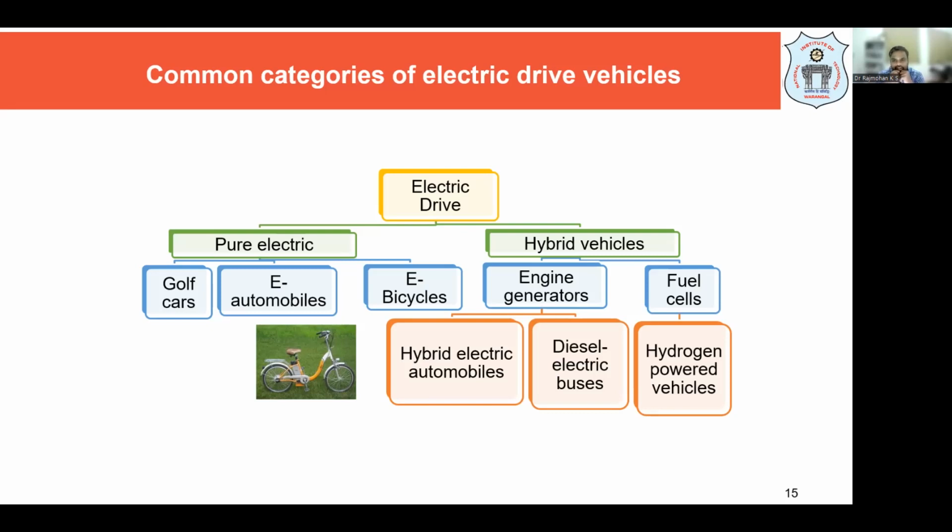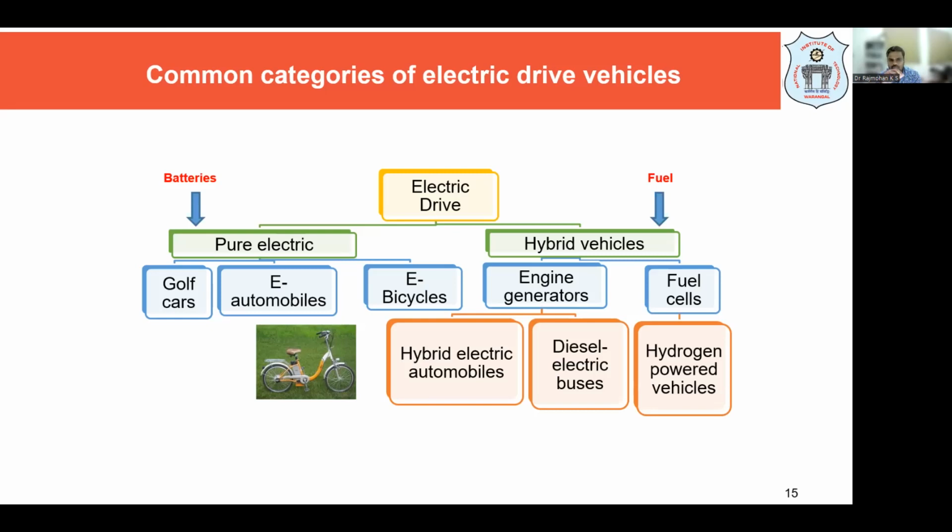Now hybrid vehicles. A hybrid vehicle will have engine generators, such as hybrid electric automobiles or diesel electric buses, which are examples of this type. You have IC engines incorporated in it, and also space for keeping the batteries. So they are hybrid vehicles, and even in hybrid vehicles you have fuel cells, where hydrogen powered vehicles are examples. These are some of the common categories of electric driven vehicles.